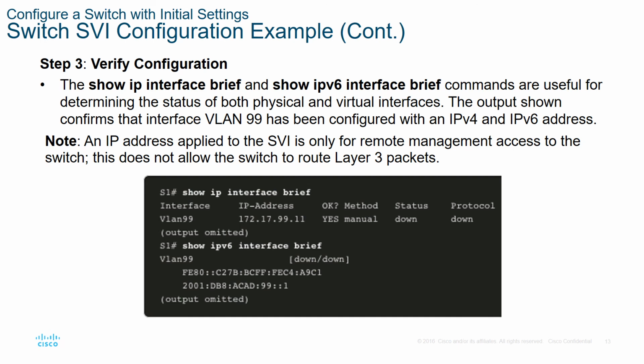The important thing is there is a note here. An IP address applied to the SVI is only for remote management access to the switch. This does not allow the switch to route layer 3 packets. That means once you assign the IP address for the switch, you should not think that the switch will forward the packets, or that this SVI address can be used to forward the packets. No, SVI addresses are used only for remote management access. This SVI address cannot be used to route any layer 3 packet.